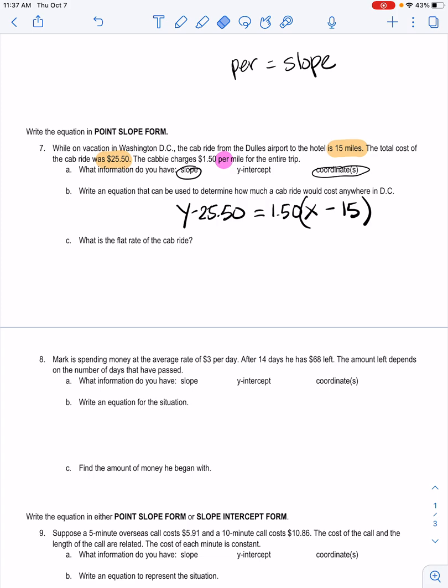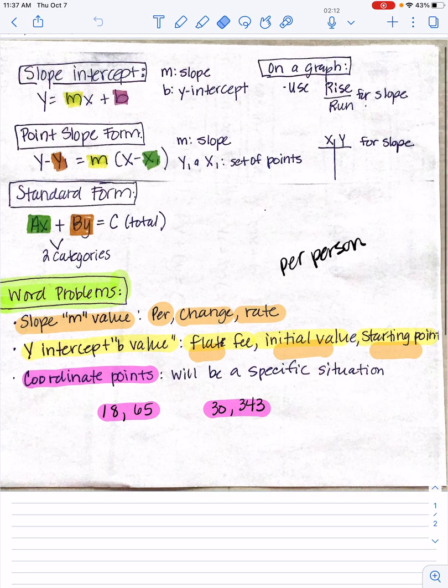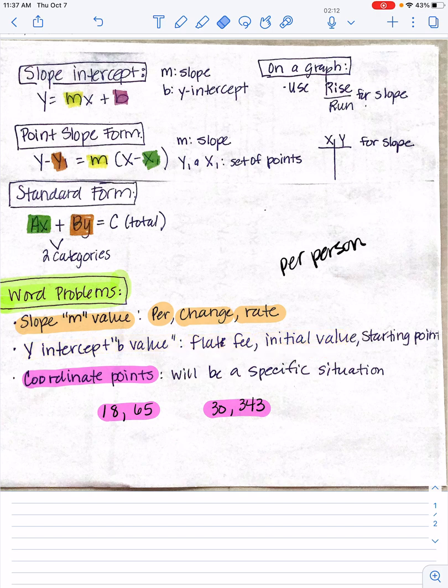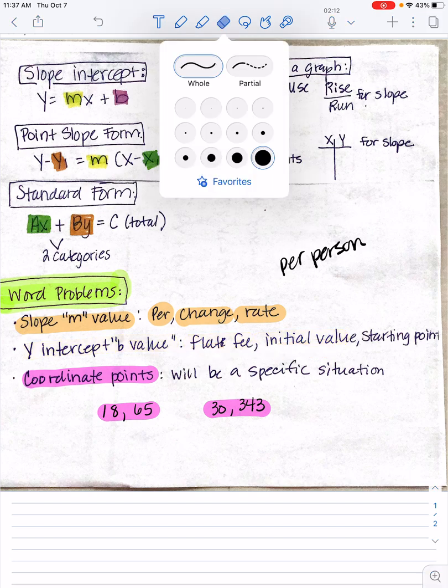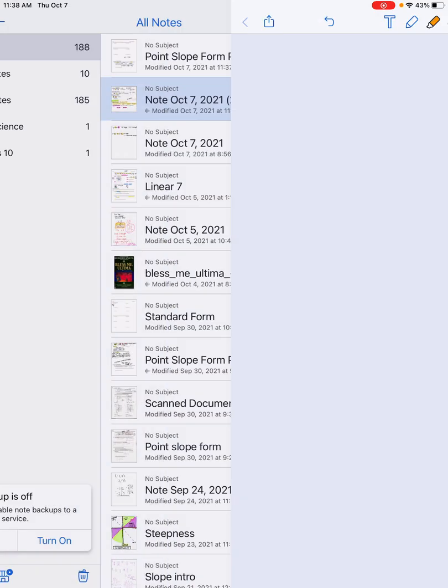So in order to do that, let's go back and look at our paper again. In order to do that, we have to understand, what does that mean? If we're looking for flat rate, I'm going to look into my words again here, and I'm particularly going to focus on this flat fee word here. So we're trying to solve for our y-intercept.